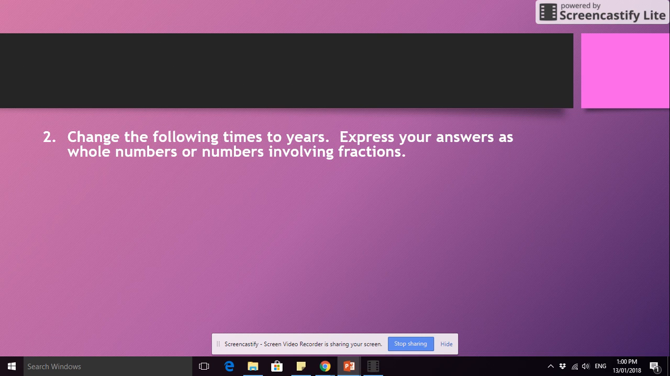All right, so as we left off the last time, it says change the following times to years. Now, this is important. Express your answers as whole numbers or numbers involving fractions. So remember that 1 year has got 12 months and 52 weeks. So that's important to understand. So if you want to write that down so that you remember.